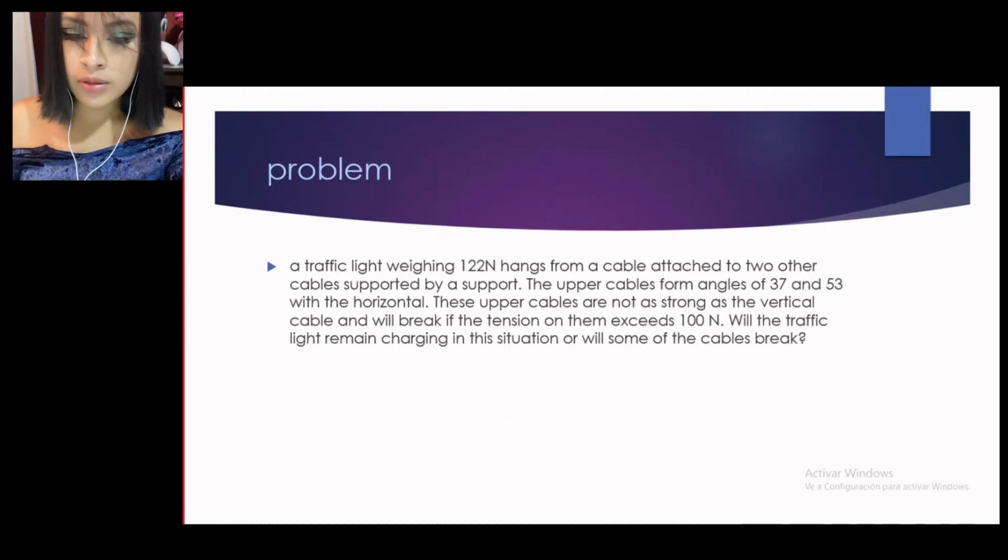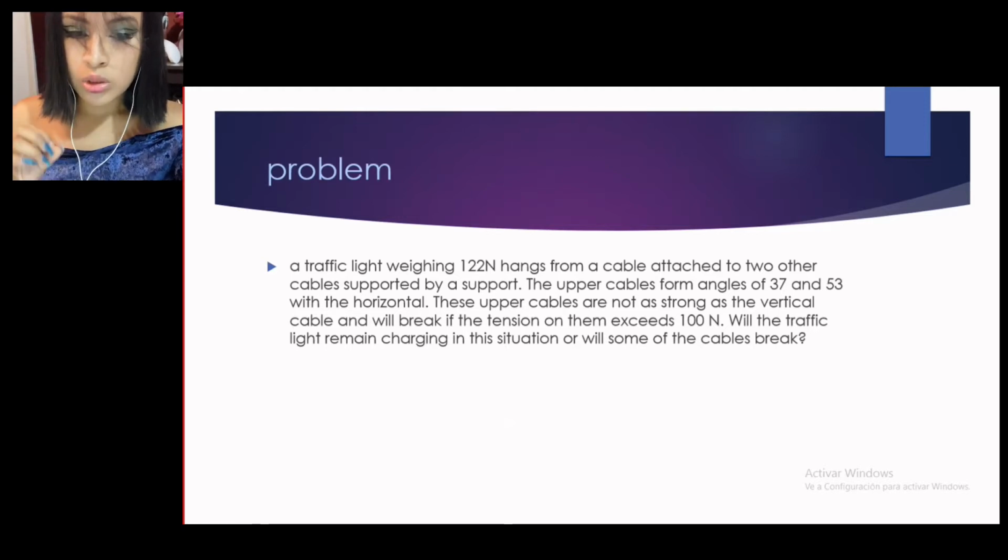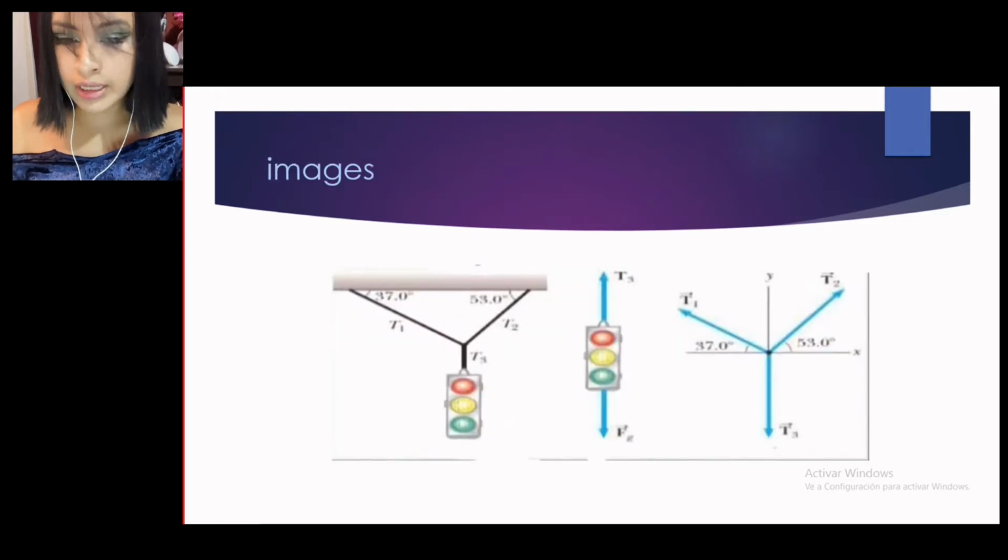These upper cables are not as strong as the vertical cable and will break if their tension exceeds 100 newtons. Will the traffic light remain hanging under this tension, or will some of the cables break? First we have to read the problem very well and take the most important points. In this case we have to locate these points in a Cartesian plane.